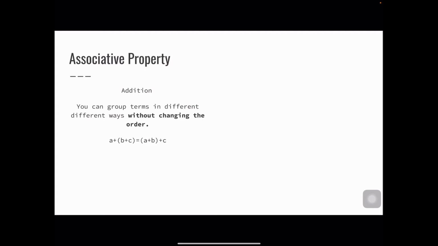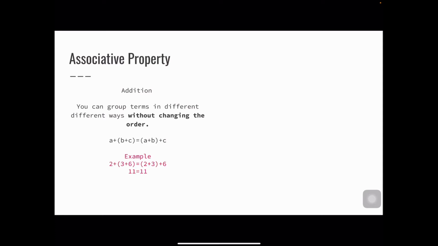The next property that we're going to learn about is the associative property. The associative property for addition tells us that you can group terms in different ways without changing the order and still get the same results. So if I have these three terms that I'm adding, a plus b plus c, I can add b plus c first and then add a to it, but it'll give me the same thing as me adding a plus b first and then adding c to it. I haven't changed the order of how things have been given to me, but I've added them in different groups and still get the same answer.